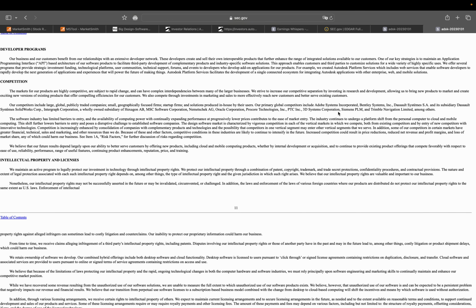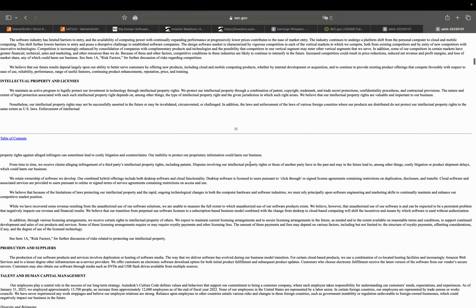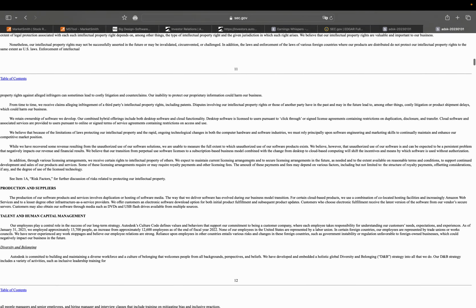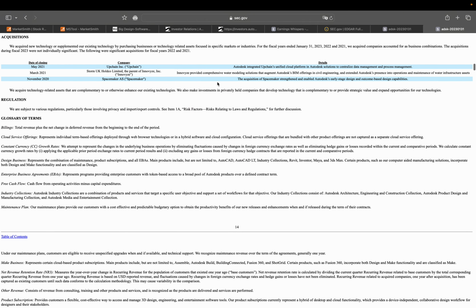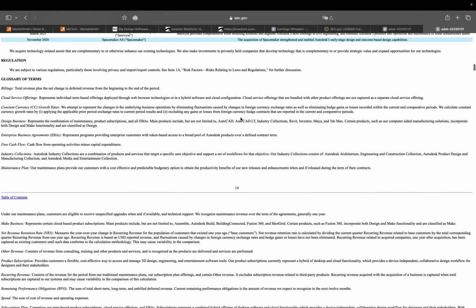Because most of them, I only know Adobe and Siemens and, what else, Oracle. These are pretty much all the companies that I know of. I don't have much knowledge about this field, but okay. Intellectual property, all those things I just skip over. Acquisitions: they acquired some companies in 2021, May, March, and 2020. Okay, I don't know these names.